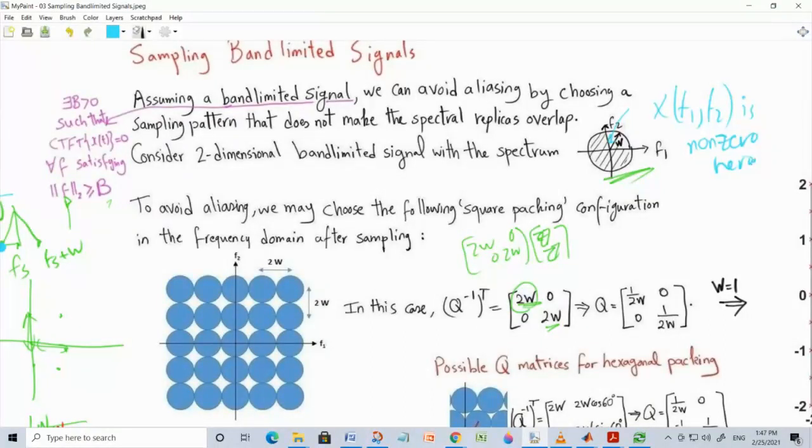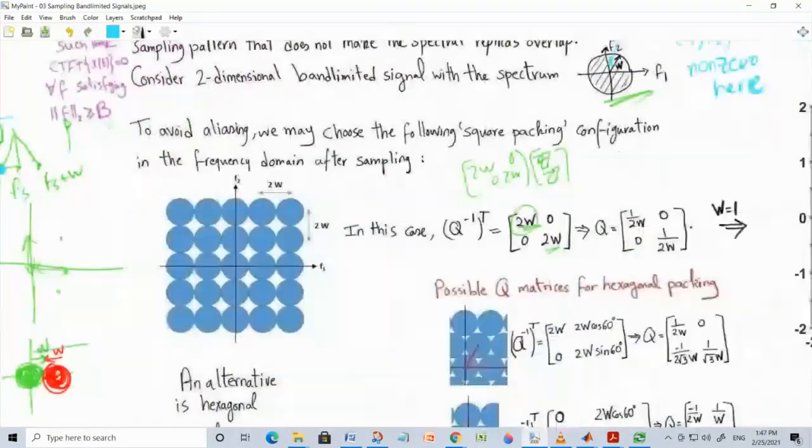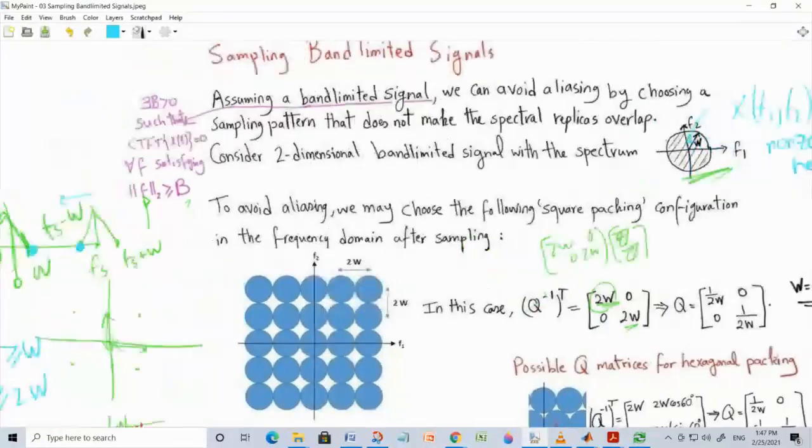Okay, but it's zero outside because it's a band limited signal. Now when you sample, this function will be periodized by the matrix Q inverse transpose. And we don't want the replicas to overlap. So the way to go, or it's one possibility.